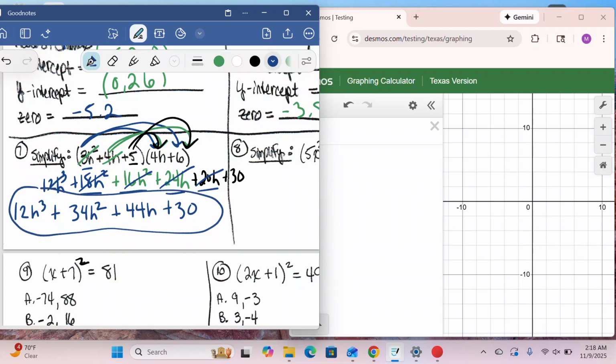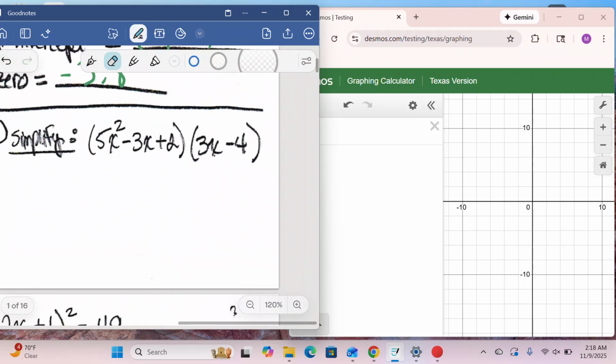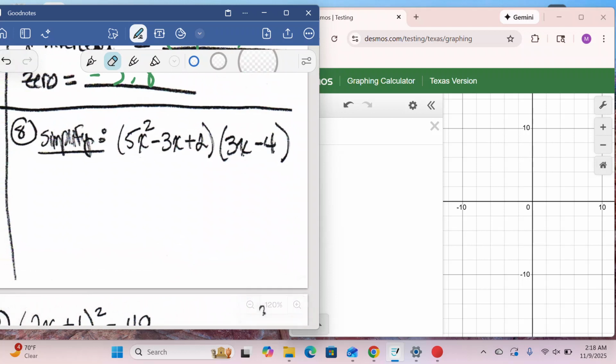So once again, if you want to try number 8, you can go ahead and try it and see if you do it correctly. If you want to pause the video, you can. So let me go ahead and solve it for you. I'm going to get it in blue ink. I'm going to start off with this one.